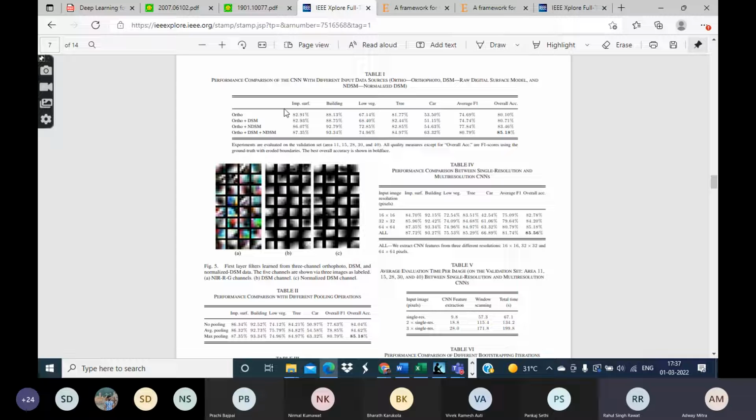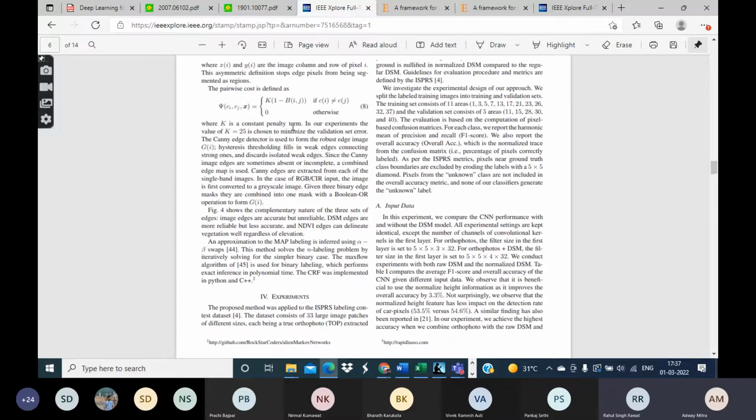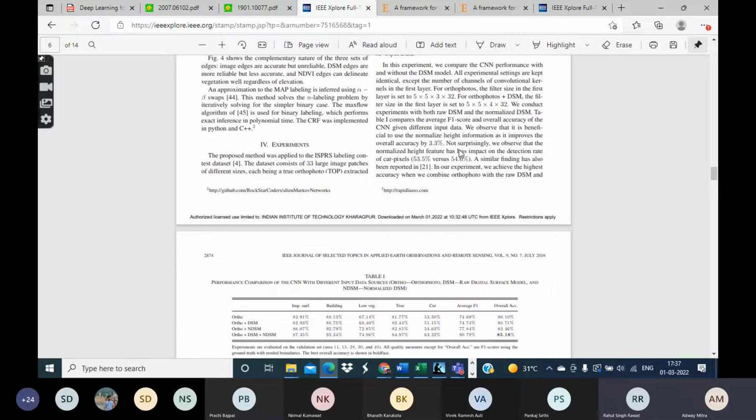and they have shown which approach gives better performance. They have also shown the different image sources. One is the ortho, that is the standard RGB imagery. Then orthophoto plus DSM, the raw digital surface model, and then the normalized DSM. These are basically the different types of images which they have acquired using remote sensing. As they were showing here, each of the different images will give a different set of edges or different probability distributions for the pixels, so they can be combined.